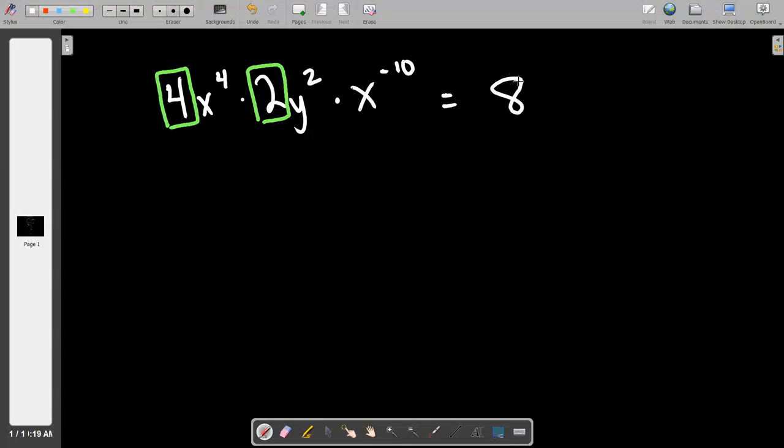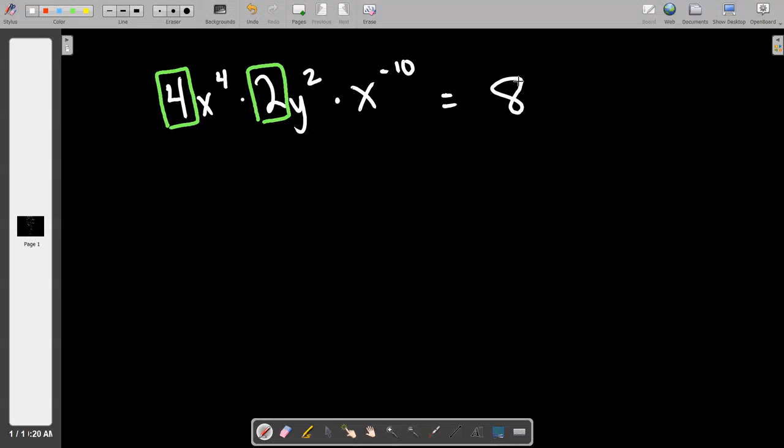Like terms only apply when we're doing addition and subtraction. Multiplication and division is a free-for-all. You can multiply anything by anything. Like terms, that terminology only applies when we're trying to do plus or minus. Multiplication is a mishmash. You just take things you find and you multiply it all together.